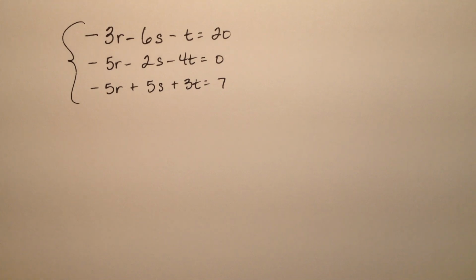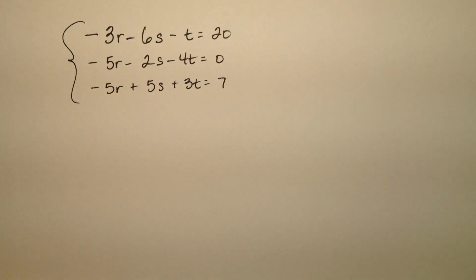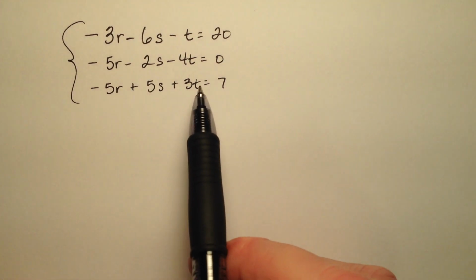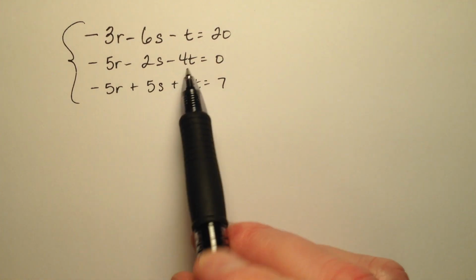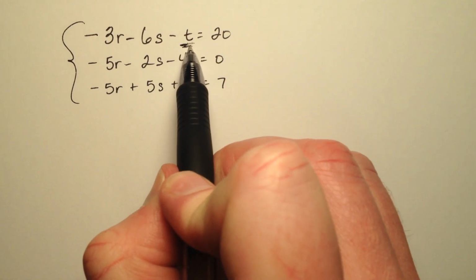Here we have a system of equations with three variables, r, s, and t, and three equations. So let's go ahead and use substitution for this. Let's go ahead and solve for t up here because it's almost by itself.